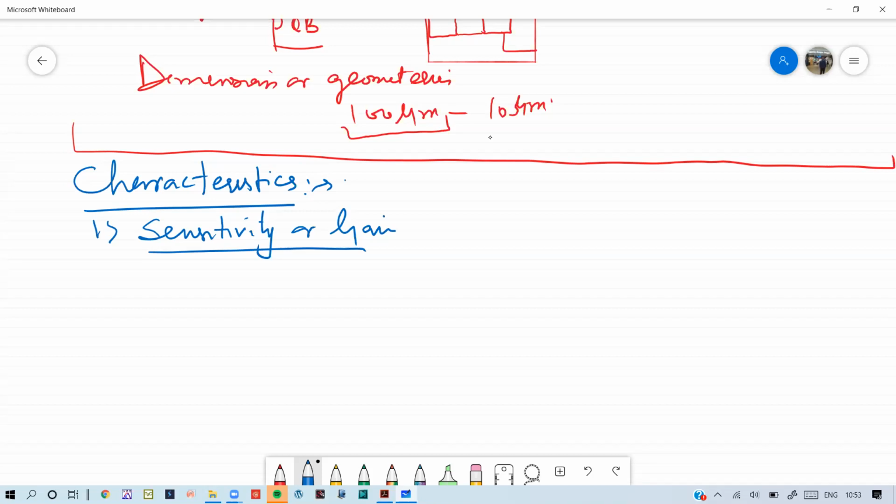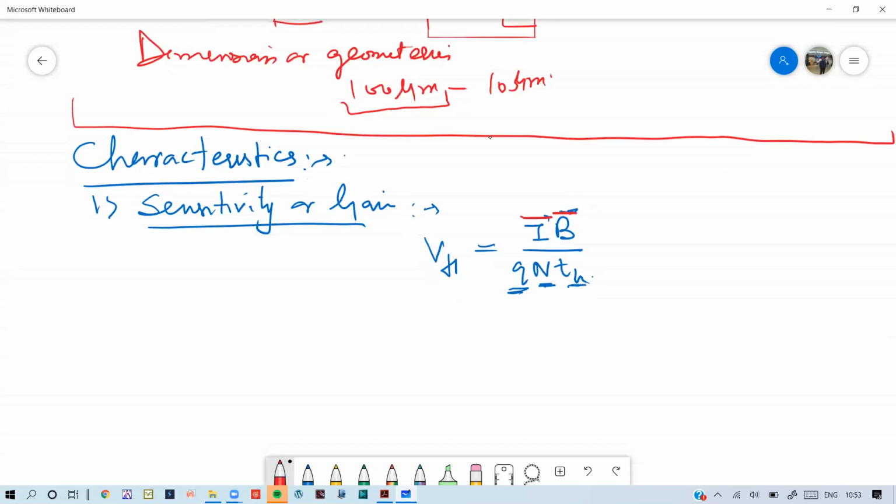You know that a Hall sensor determines the Hall voltage, which we have seen. Since Q is constant, the number density is determined by the doping concentration, the charge density of that material. Thickness is also known. What is varied? I and B. So we are varying I and B. So sensitivity can be varied by varying either I or B.